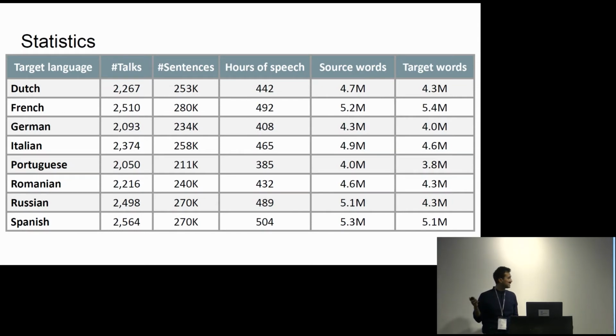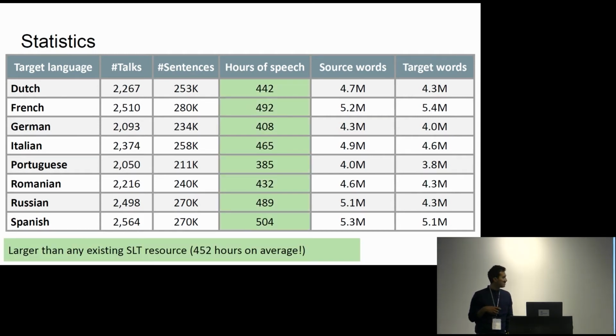And here are the statistics of the original MuST-C. I just want to highlight that the number of hours of speech is considerably higher than the previous data set that I showed before. Although this is not an order of magnitude, it still allowed us to train models for some language pairs that weren't available before, and also obtain some reasonable results.